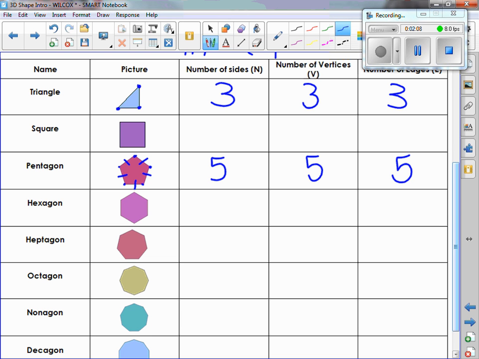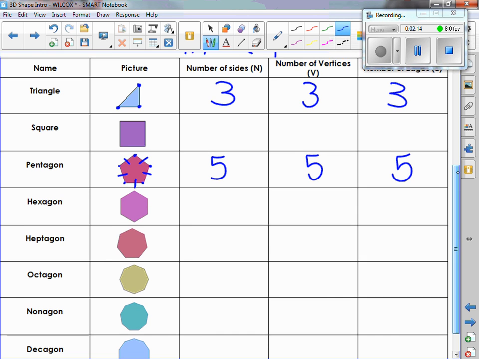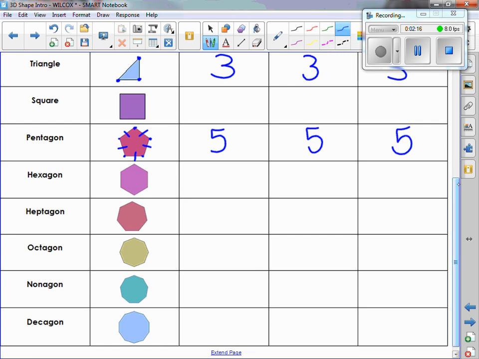Take a few minutes and see if you can complete the rest of this table. I think after a few, you'll be able to see a pattern. Also, for this unit, these are the shapes that you need to be familiar with. You need to know that a pentagon is a 5-sided figure. You need to know that a hexagon is a 6-sided figure. So make sure that you're familiar with these names and able to identify what shape it is based upon how many sides that it has. All right, so take a few minutes and see if you can complete this table on your own.